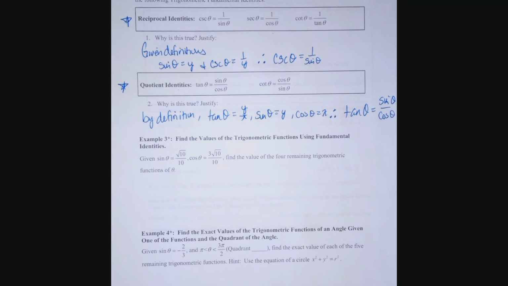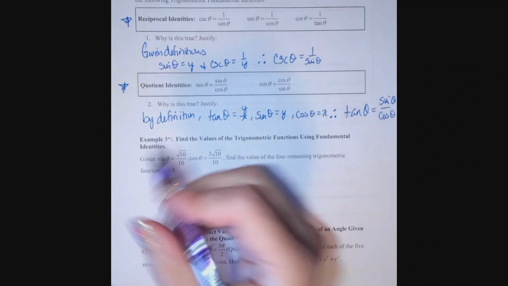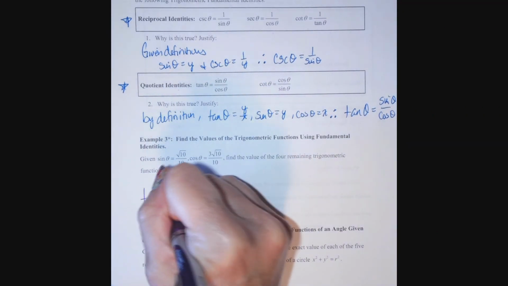Example 3. Given that sine theta is equal to square root 10 over 10 and cosine theta is equal to 3 square roots of 10 over 10, find the value of the 4 remaining trig functions of theta. Okay, so we know sine and cosine. The next one we're going to find is going to be tangent. Our 3 main trig functions are sine, cosine, and tangent. Then we have the reciprocals of those. So let's do tangent theta.